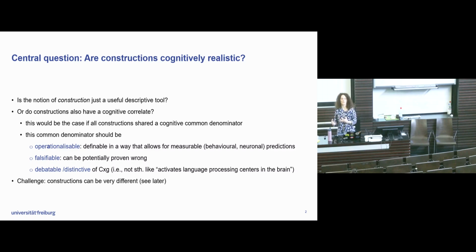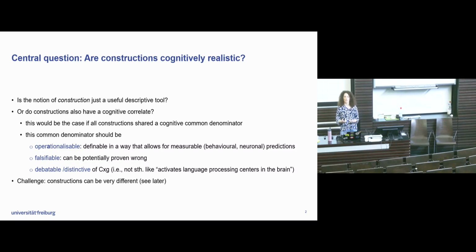Okay, so we want to be able to say, if this is a construction, it should behave like that. It should elicit this kind of response in people processing it. It should be falsifiable, so potentially proven wrong, and it should also be distinctive of construction grammar, right?